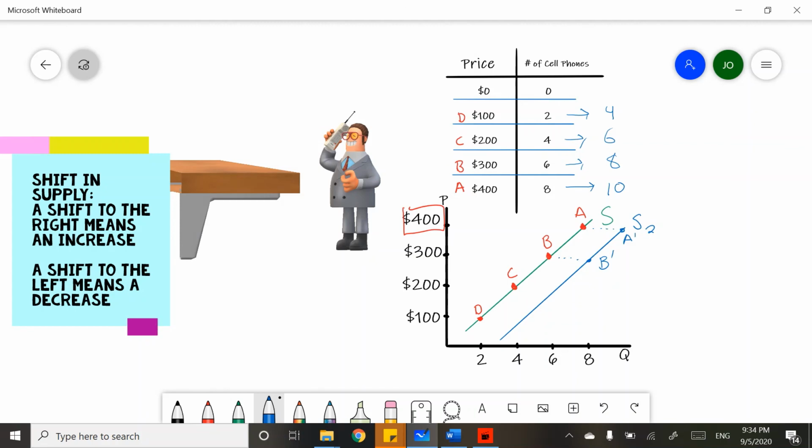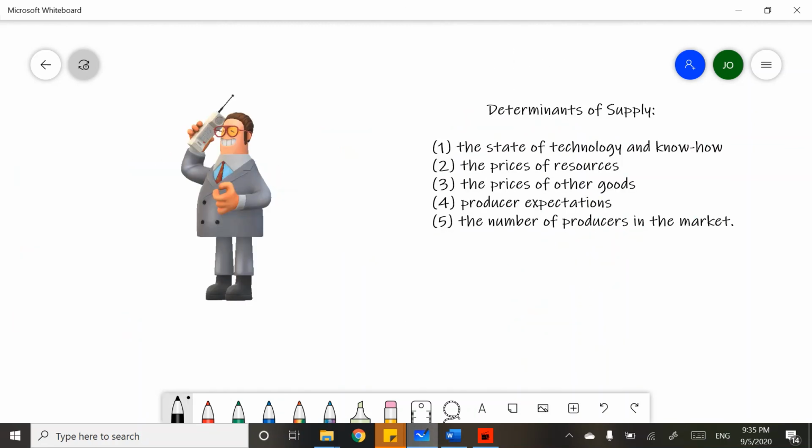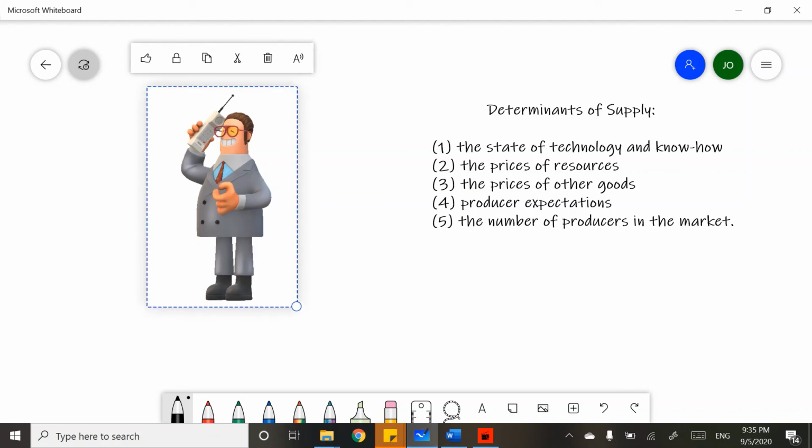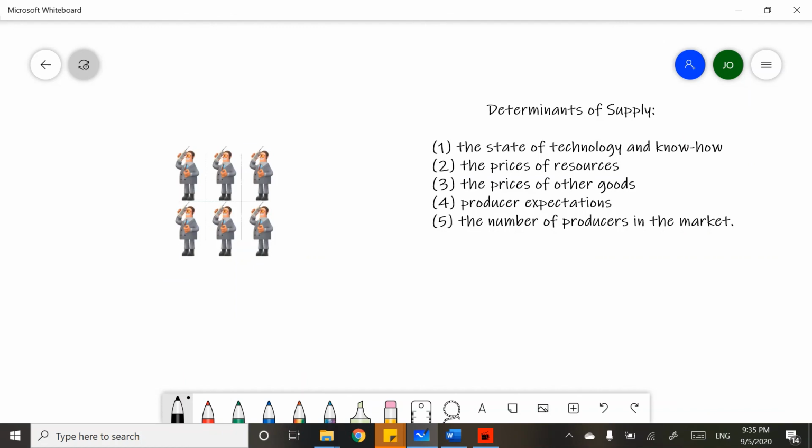So what could possibly cause this? Maybe there is an increase in the number of vendors. So now instead of having one vendor, we have 6. Or maybe the current state of technology has changed. Either way, these are factors that affect supply. We call them the determinants of supply.